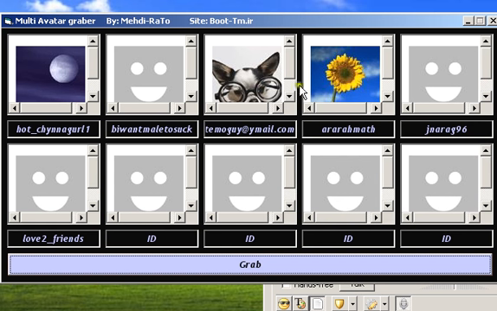and it's working, guys. Multi-avatar grabber by Medirato.